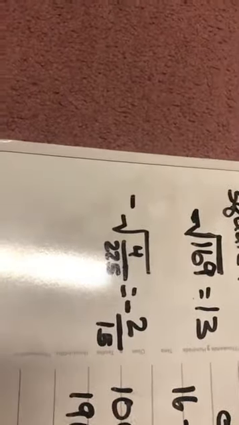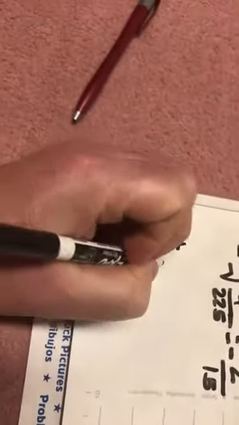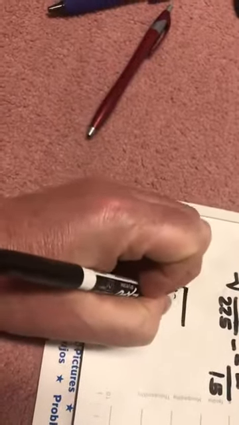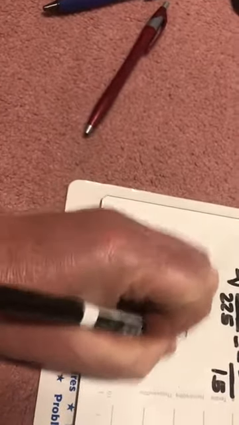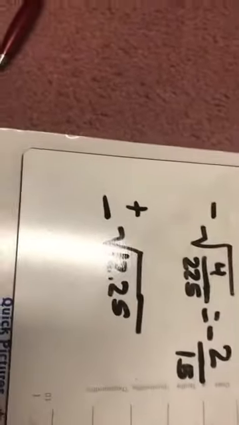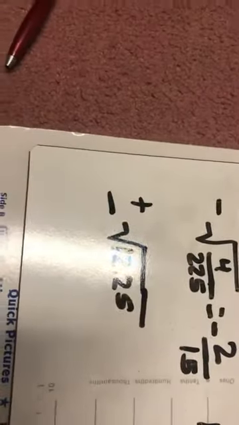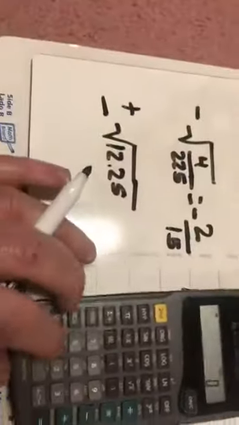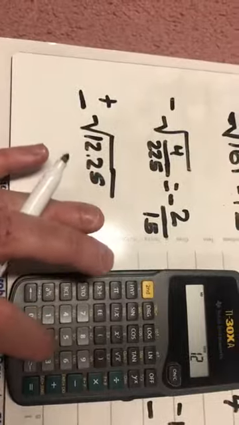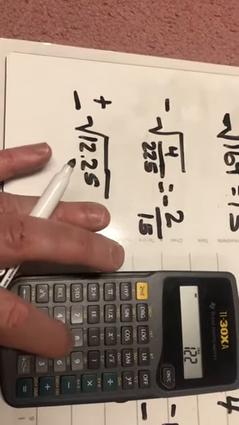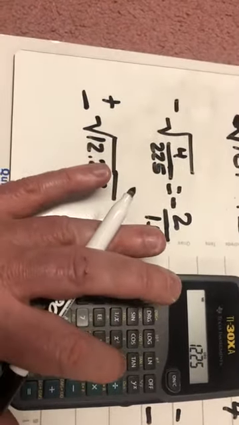Now, the last one it's going to give you, let's see here. What's that number? All right. We're going to say plus and minus square root 12 and 25/100ths. Okay? So we're just going to come over here. We're going to plug into the calculator 12.25. We're going to press square root.